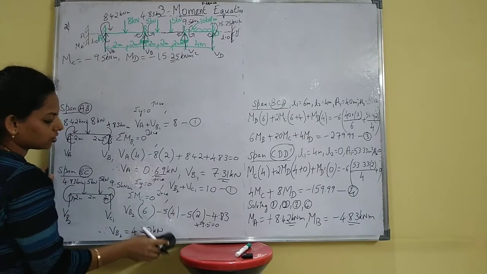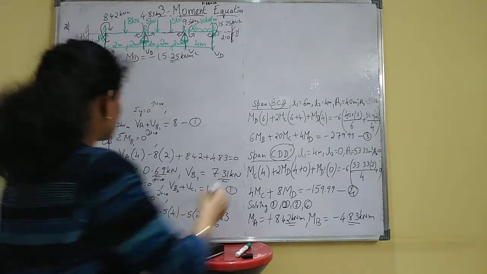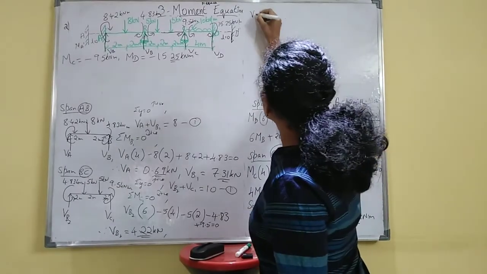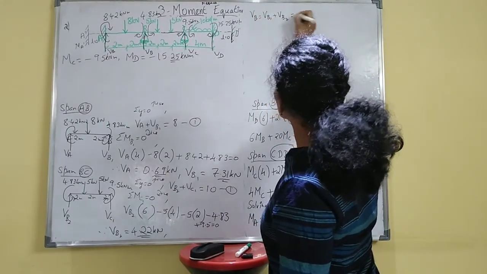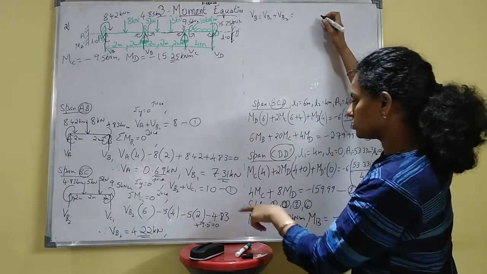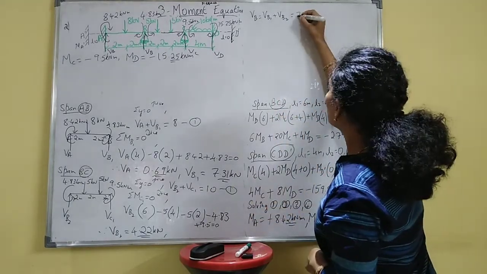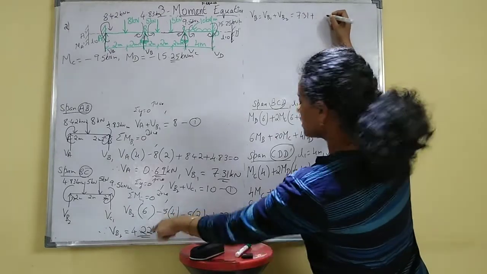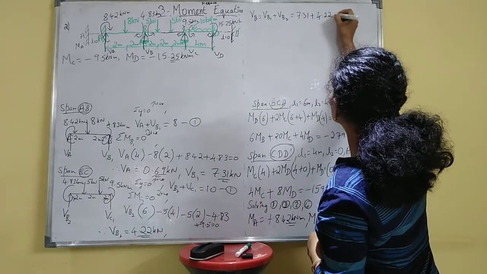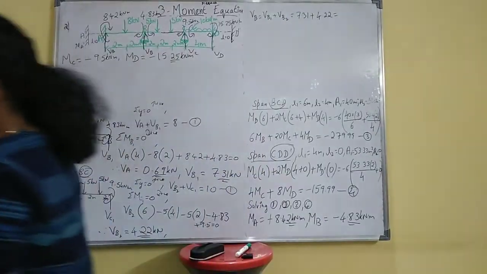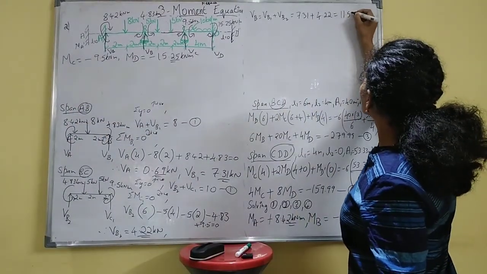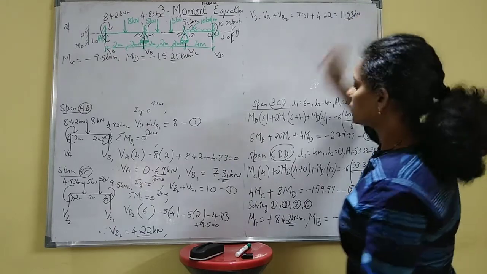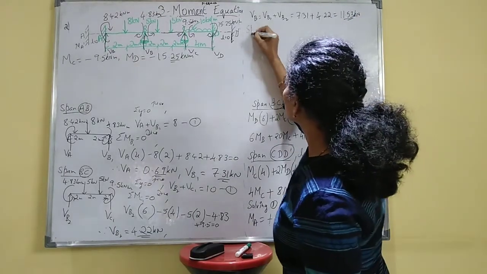And what is the total load now? VB. So from here we have VB equal to VB1 plus VB2. So this is your total VB. It is nothing but 7.31 plus here 4.22. So VB is 11.53 kilonewton. Now consider the last span.